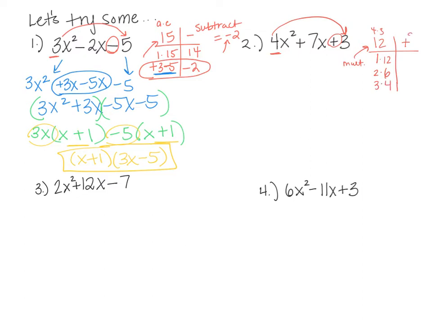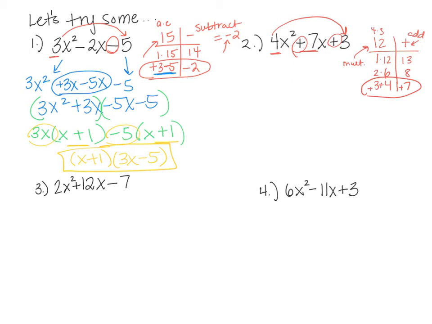And they want to add, because we've got a plus here, to equal 7. So 12 plus 1 is 13, 6 plus 2 is 8, 3 plus 4 is 7. So I found here, I want to equal a positive 7. So that means I'm going to have a positive 3 and a positive 4.